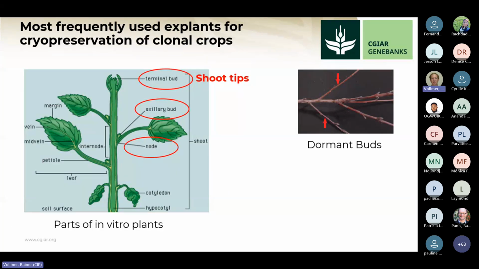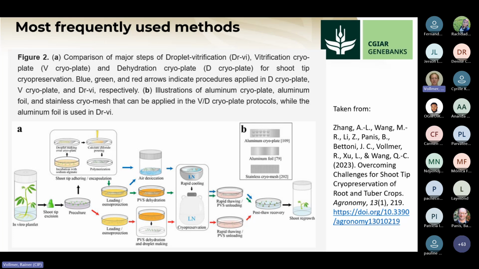For the clonal crops, what are the most frequently used explants for cryopreservation? It's principally three. The most frequently used are surely shoot tips. Then we also have axillary buds, and there is also some experience with nodes, but not so successful. And then you have the dormant buds that Bart has already explained. These are perhaps the three most frequently used approaches for cryopreserving clonal crops.